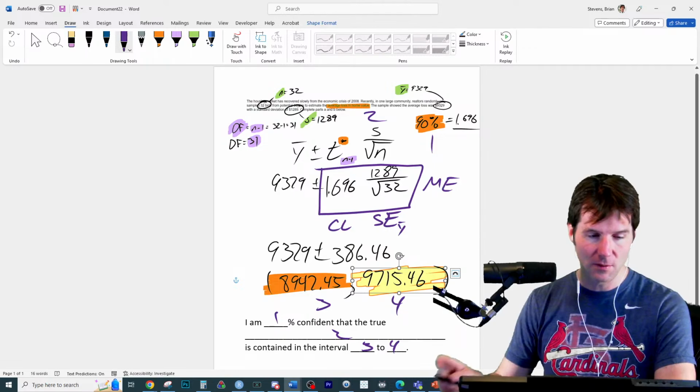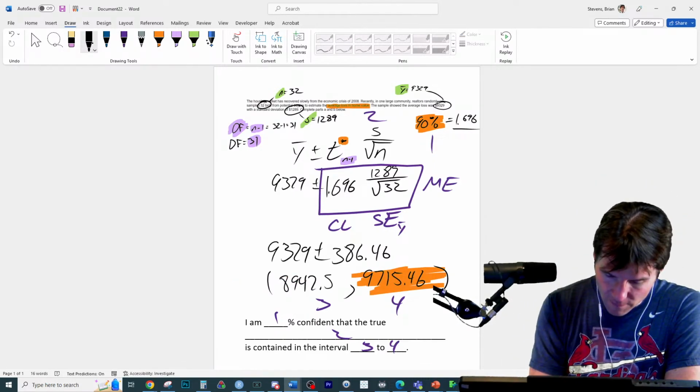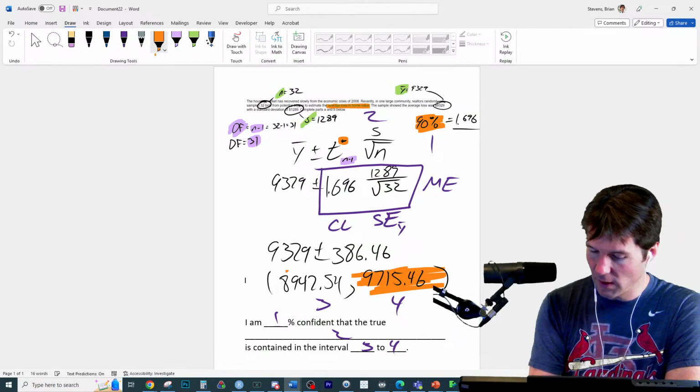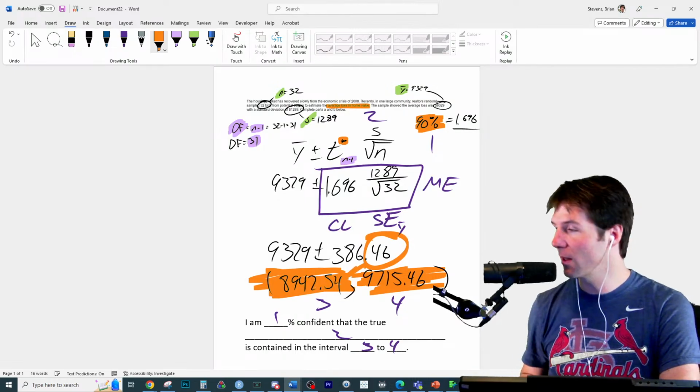8,942.54. That's what I did. I inverted those numbers. Yep, it should be 54. I was looking at the math as I was entering, and I was like, they shouldn't be the same, because if you subtract, just think about that, subtracting right there.